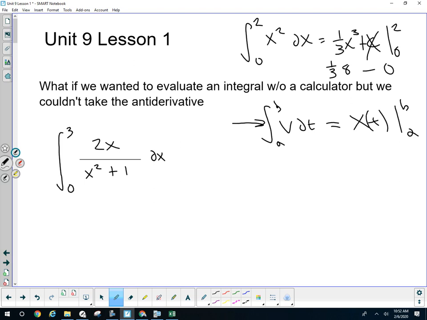This is velocity. This is position. This is my ending position. This is my starting position. 8/3 is the answer, not 4, right? Remember that? Please remember this because it's very, very important.